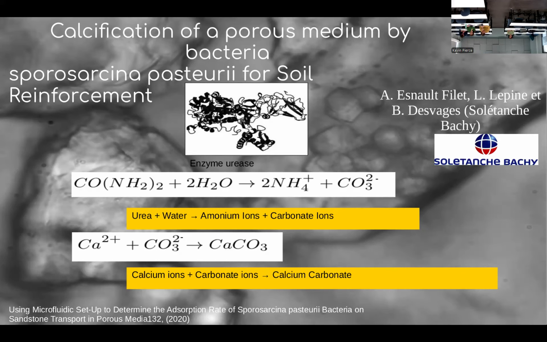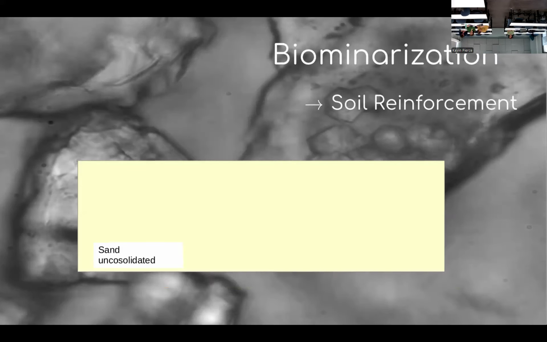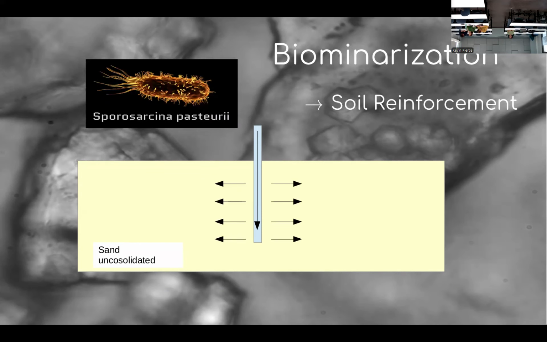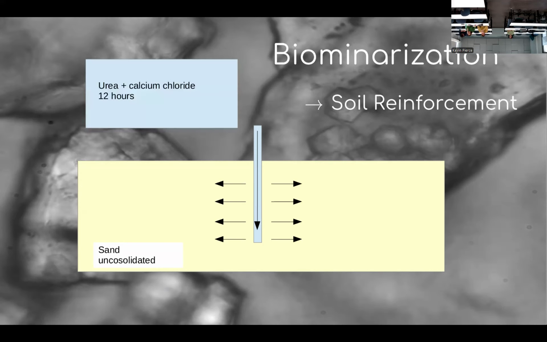So you see on the next slide, you see the process. Imagine you have sand, for example, unconsolidated materials. You drill a hole, and then you inject bacteria. You inject into the ground a suspension of bacteria, and then you inject urea and a bit of calcium chloride.